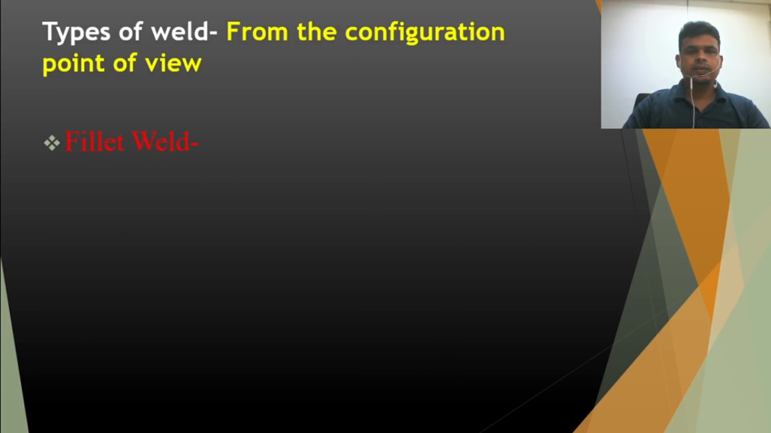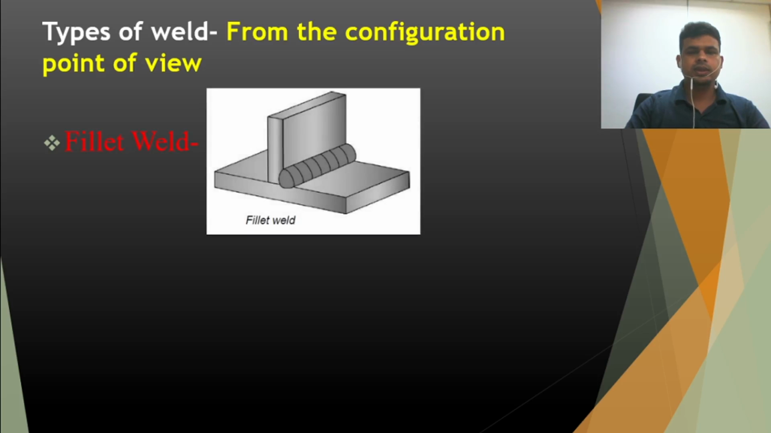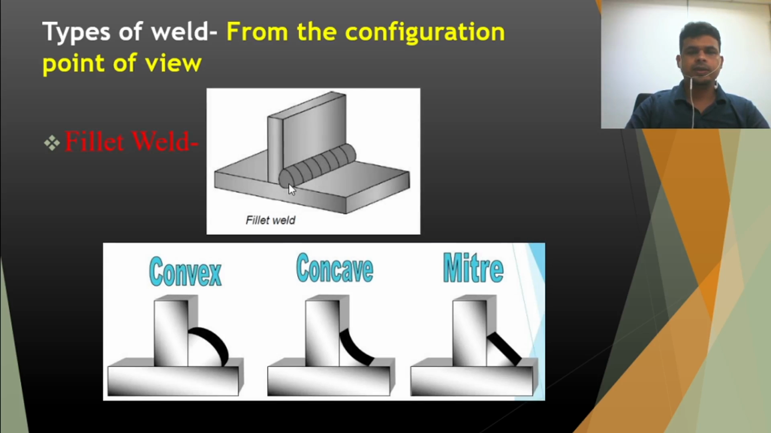Next, if we consider the fillet weld, you can see it from this figure. This is the fillet weld configuration. The fillet weld also has three types: convex, concave, and miter. So it can be convex, it can be concave, and it can be miter.